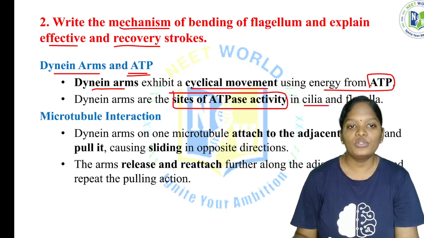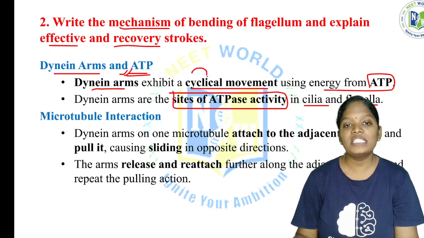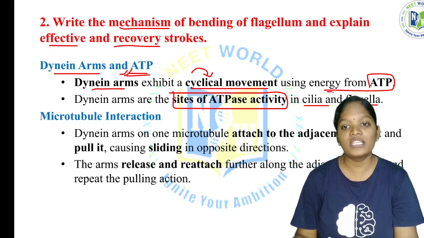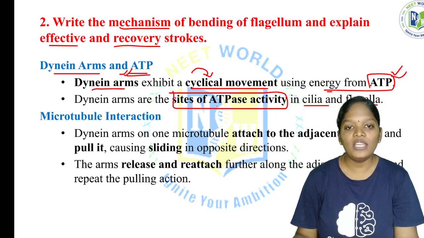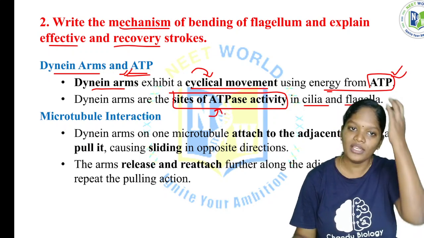You should know that dynein arms are made up of the dynein protein, which is why they are called dynein arms. They exhibit a movement which is cyclic in nature. This cyclic movement done by the dynein arms requires energy in the form of ATP. So the dynein arms are the sites of ATPase activity in the cilia and the flagella.